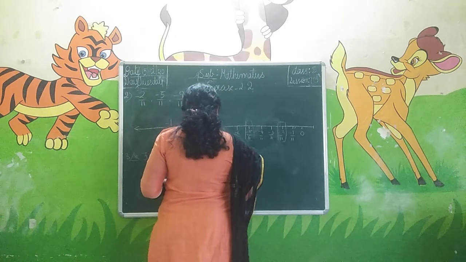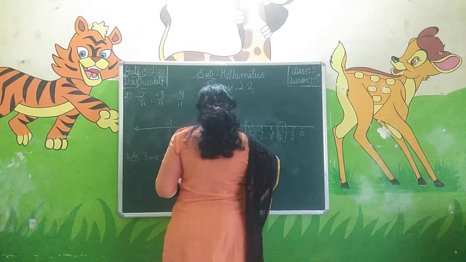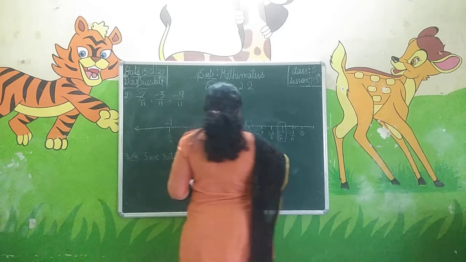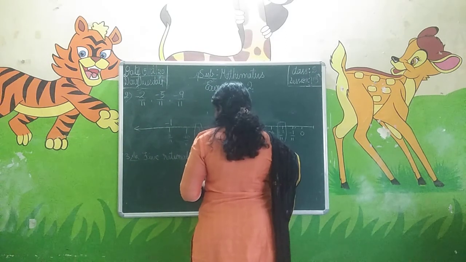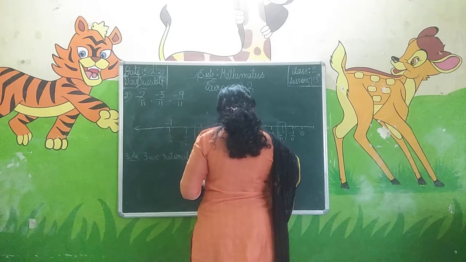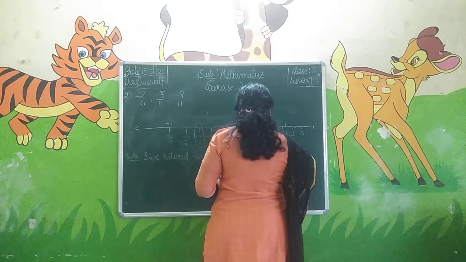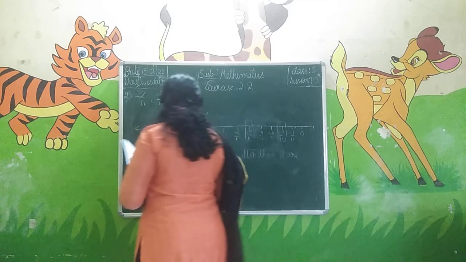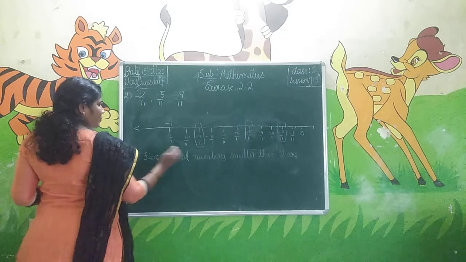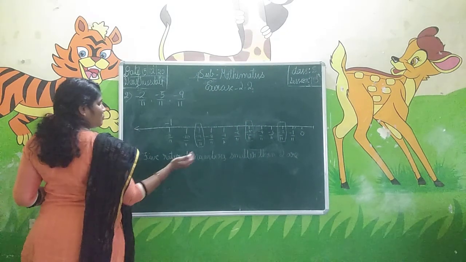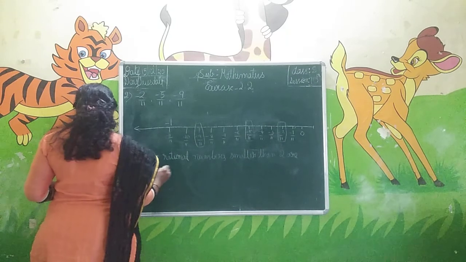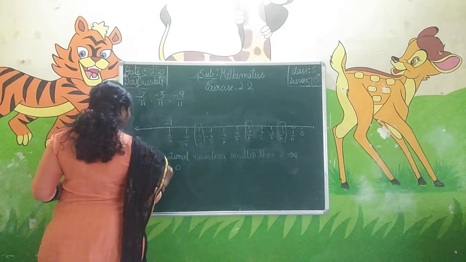Rational numbers smaller than 2 may include any positive or any negative integers also. Smaller than 2 are, okay. We can start from the numbers smaller than 2, which means before 2. How many numbers will we get? We'll get only 0 and 1.